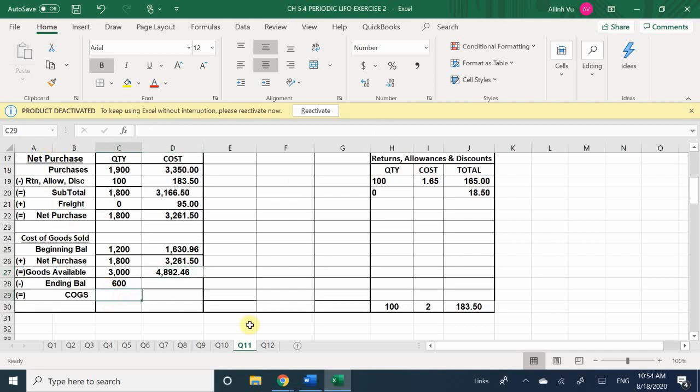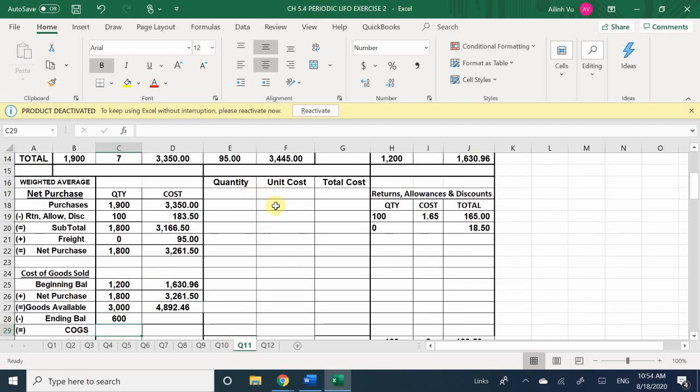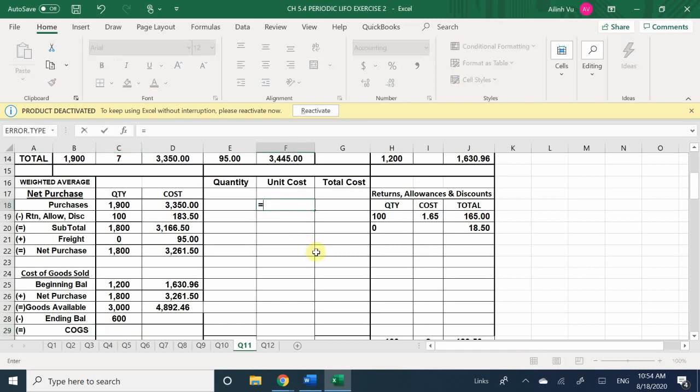All right. Let's go ahead and solve for the average cost per item. So if we know that our new total cost is going to be 4,892.46 and our new goods available is 3,000, how do we solve for our new average cost per item? It's 1.63082. All right. I'm going to show that to demonstrate that this is not a rounded number.